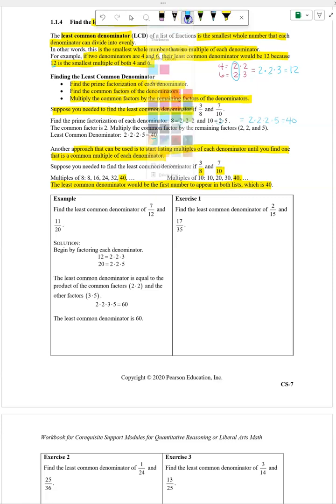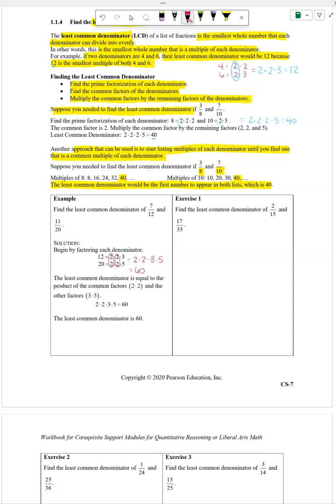Okay, let's do some. The least common denominator of 12 and 20, they did it down here, right? 12 is 2 times 2 times 3, and 20 is 2 times 2 times 5. Well, we see this 2 they have in common, and this 2 they have in common, so each of these I'm just going to write down once. Then they have a 3 and a 5 not in common. When you write these, you multiply them now. So this is going to be 4, 4 times 3 is 12, 12 times 5 is 60. So there you go.